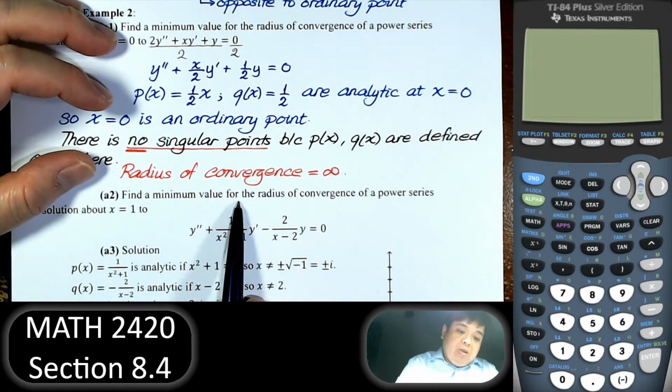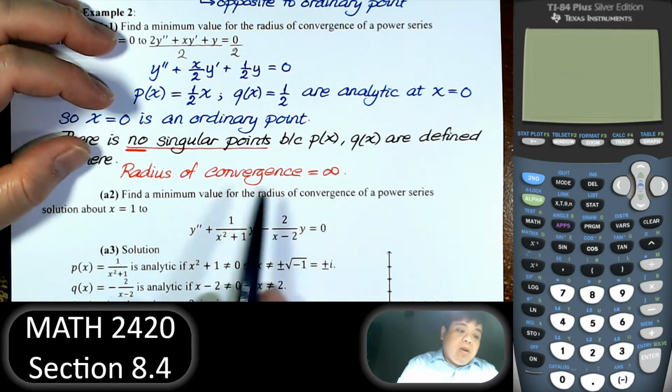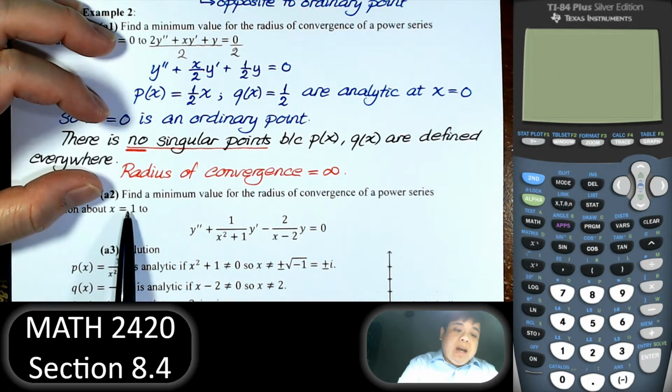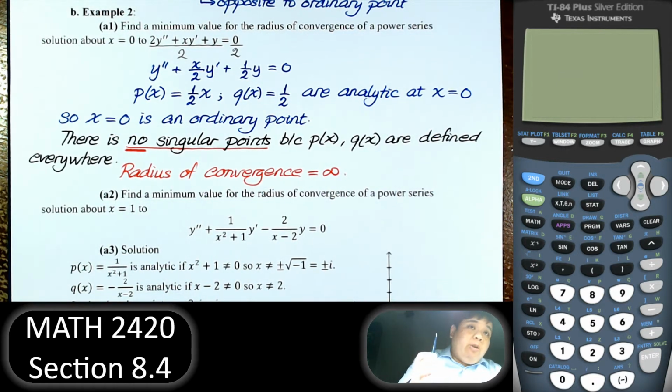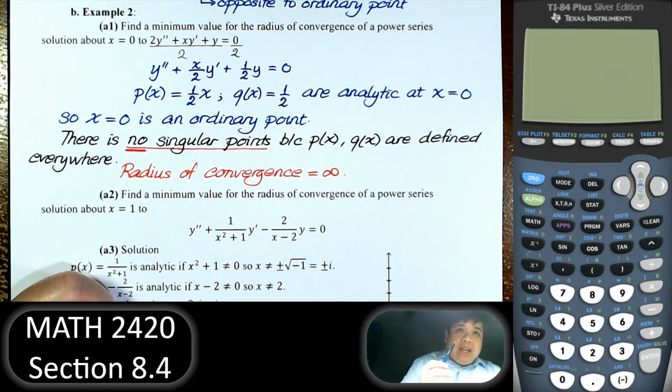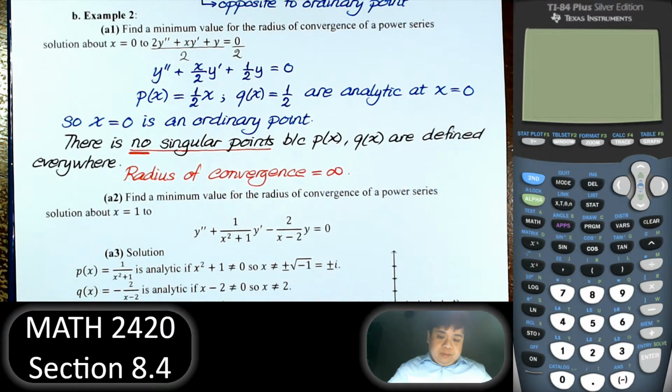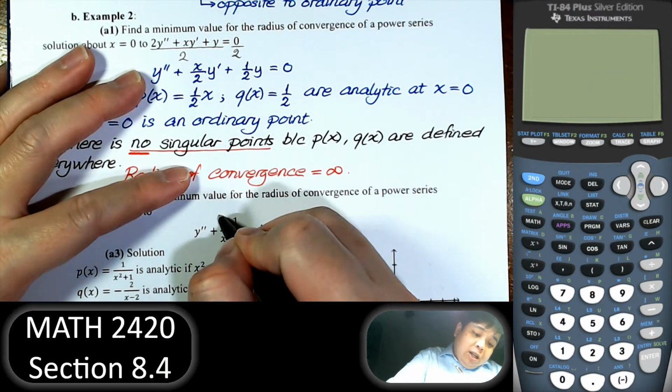Find the minimum value of the radius of convergence of the power series solution about x equal to 1. By the way, for x equal to 1, we put 1 in here. p of x and q of x are defined at x equal to 1. So x equal to 1 is ordinary. But first, this will be p of x.